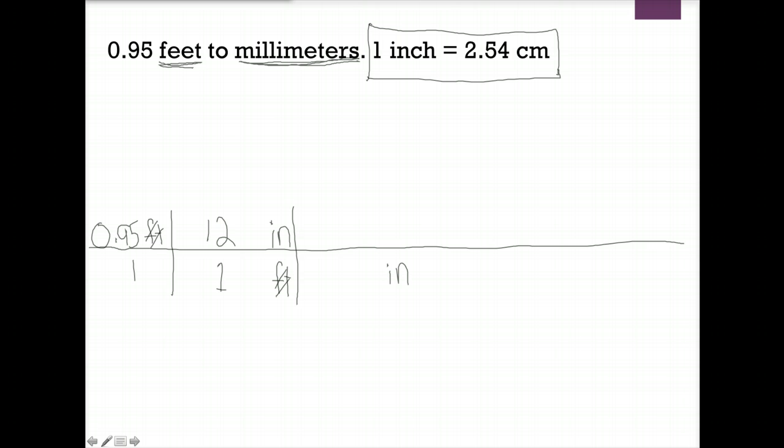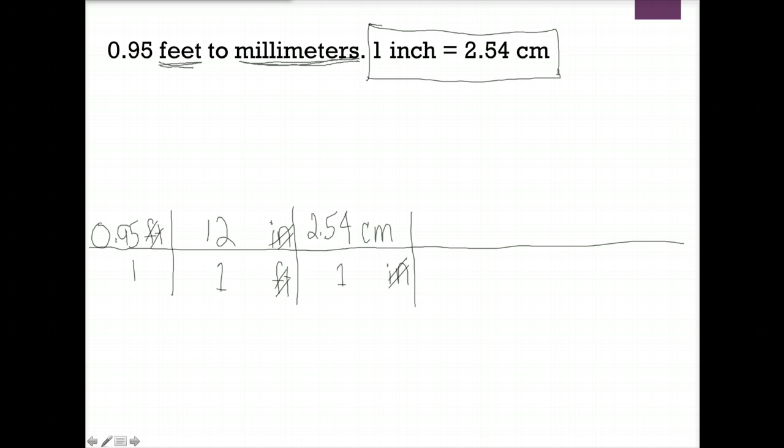Okay, so let's put that there. Let's draw our picket. And look, we have our conversion factor now that's in inches and centimeters. So we can say 1 inch is 2.54 centimeters. Okay, now we can cancel our inches.